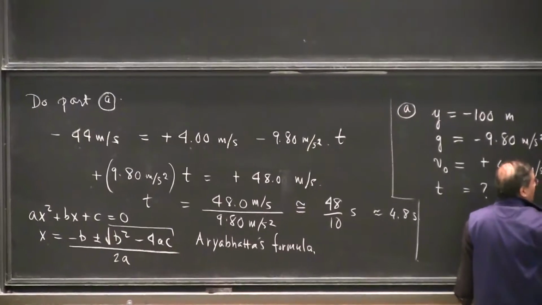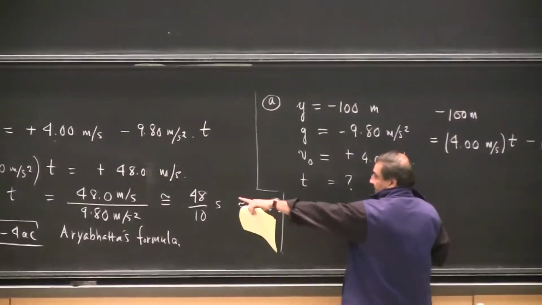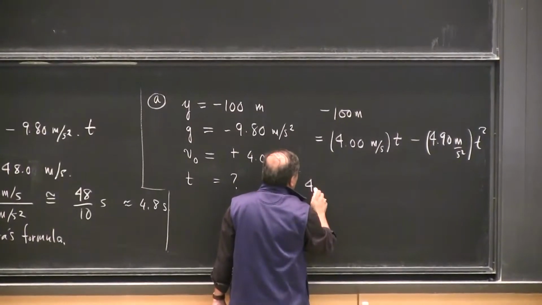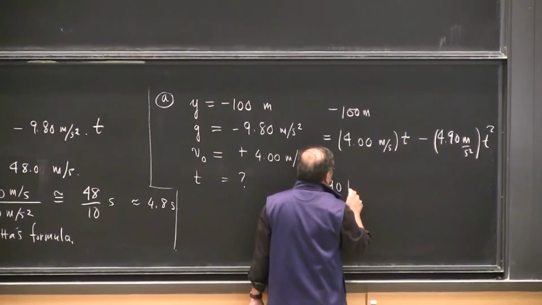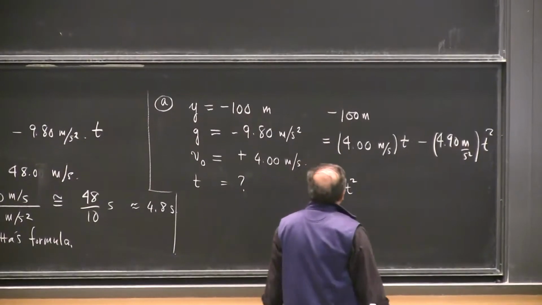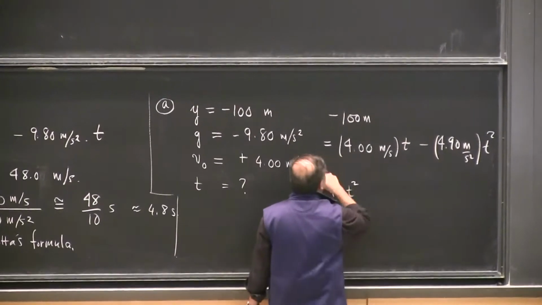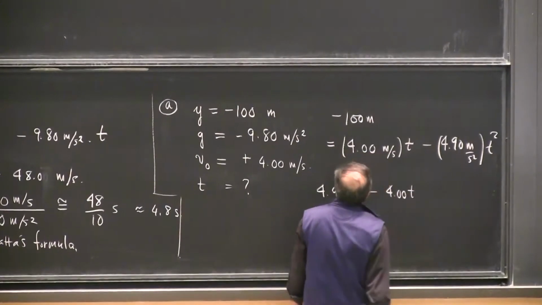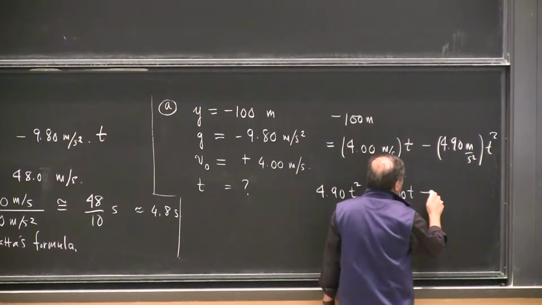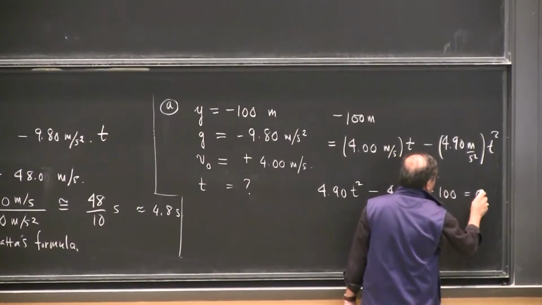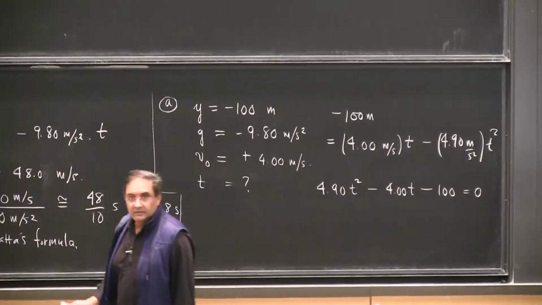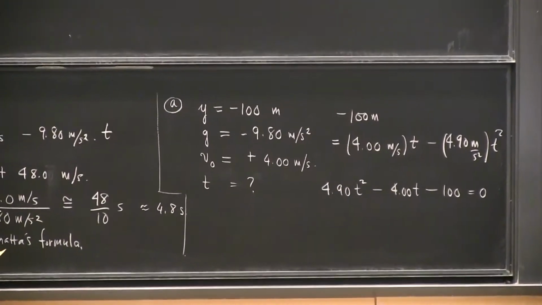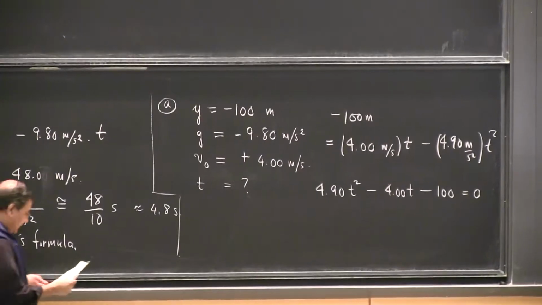So in other words, let me just organize my terms. I'm going to write it in that form. So I'm going to bring the last term on the right side. So that will be 4.90. Let me drop units now for convenience. 4.90 t squared. This will be a minus sign as I pull to the right. So that will be 4.00 t. And then I'll have a minus of 100 time equal to 0. That's my quadratic equation form. Let's make sure I didn't mess anything up. No, so far so good.